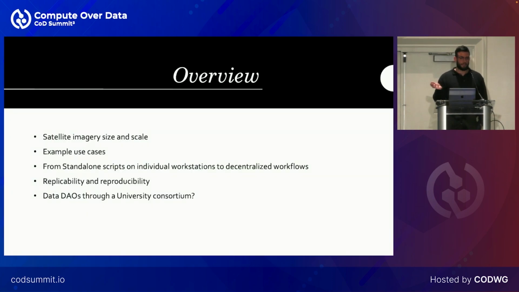Today I'd like to talk about satellite imagery, the size and scale, and really what we're dealing with, the example use cases that I alluded to earlier, and some of the work I've done along with the people on my team to take scripts and workflows that university professors at University of Maryland and other researchers have done, things that are running on their local machines, and making these workflows more decentralized and more scalable. When we do that using decentralized technologies, they can become more replicable and more reproducible for open science.